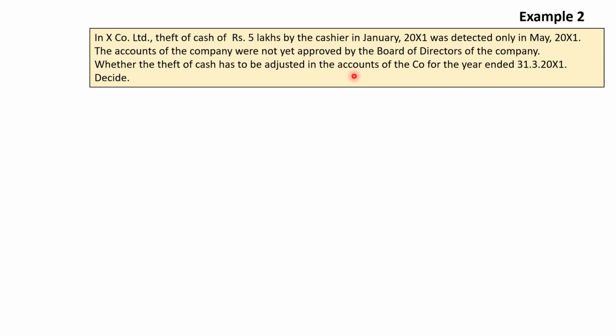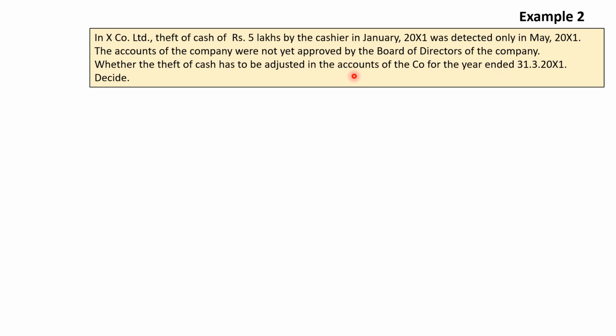If you want, take a break, stop the video and then start it again. Okay, let me go for the second example now. In X Company Limited, theft of cash of rupees 5 lakh by the cashier in January 2021 was detected. So the theft of cash took place in January 21, but it was detected only in May 21. Theft took place in January, but it was detected in May.